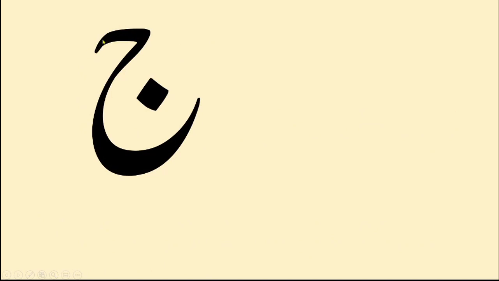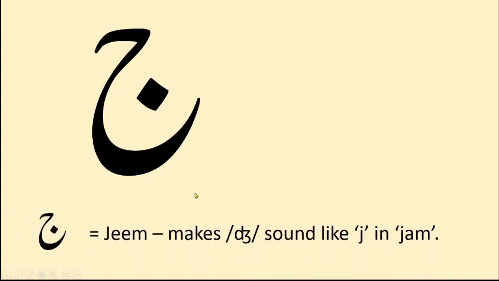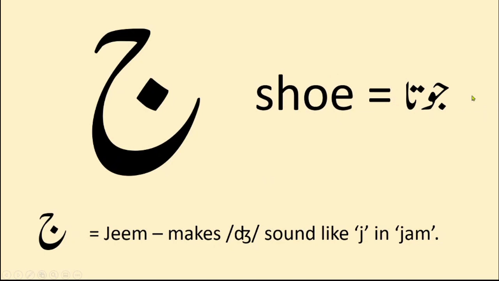Look at this letter. We start writing from here. We go like this, we put a dot in the middle. Now, this letter is known as Jim. It makes the J sound, which is same as J in jam. Now, you notice I'm putting the IPA symbols rather than writing the English letters of the alphabet to explain these sounds, because IPA symbols stay the same. Right. Now, a shoe is known as juta in Urdu. So, Jim, juta. Right? Let's move on.